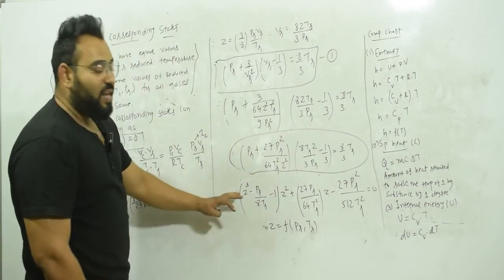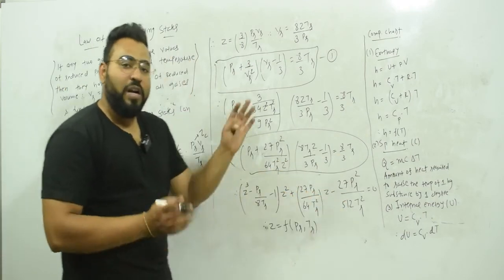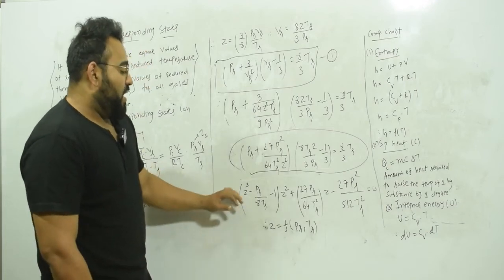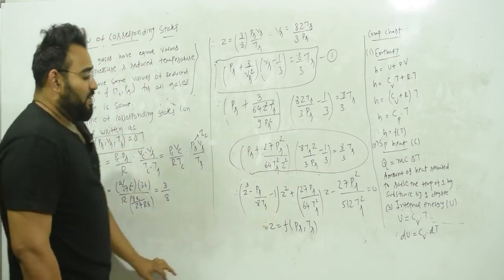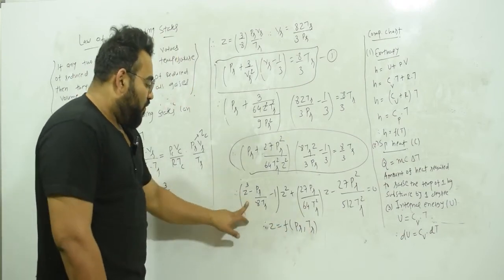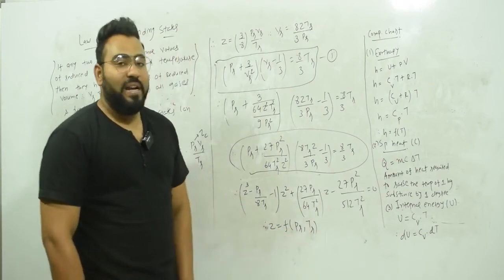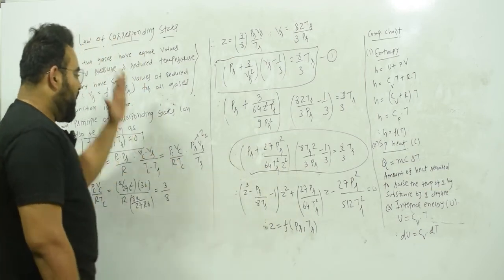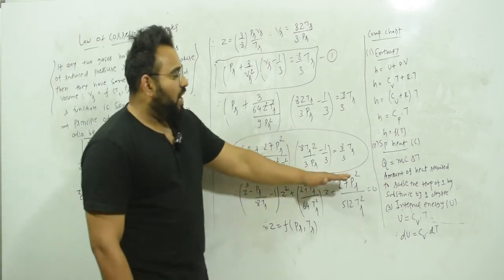Why have I written this over here? Because if they ask in the exam to derive the law of corresponding states, Z is a function of PR, TR, then you will have to write this equation, and from this you can say that Z is a function of PR, TR. So that's why I have written it over here. Otherwise, you have to keep it up to here.